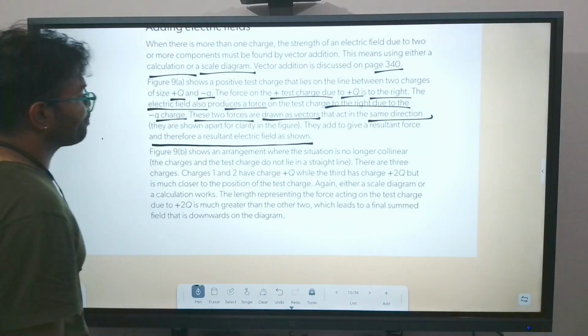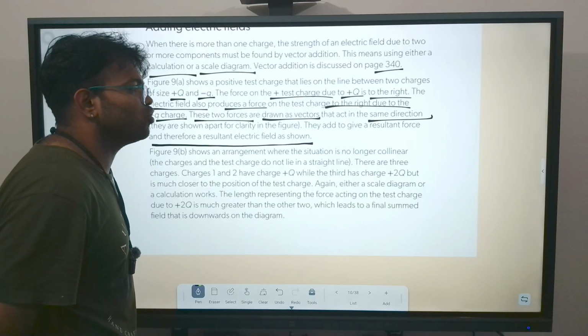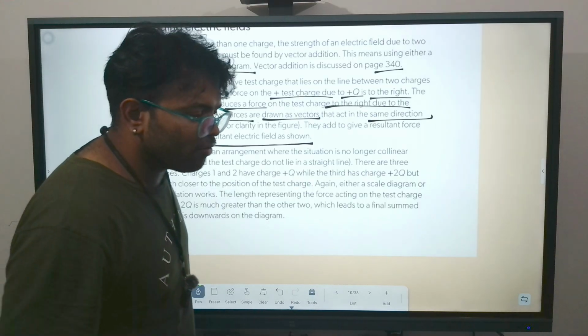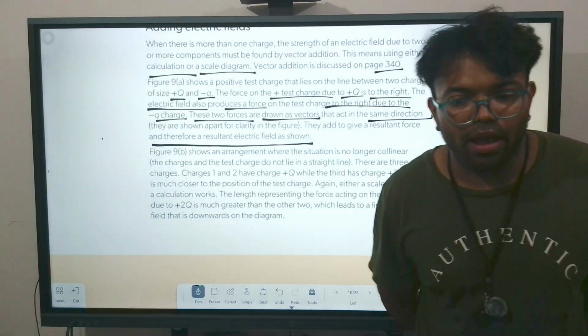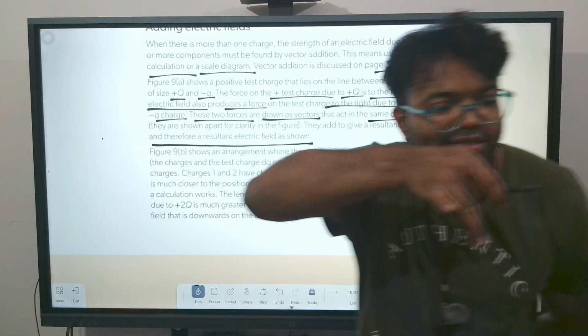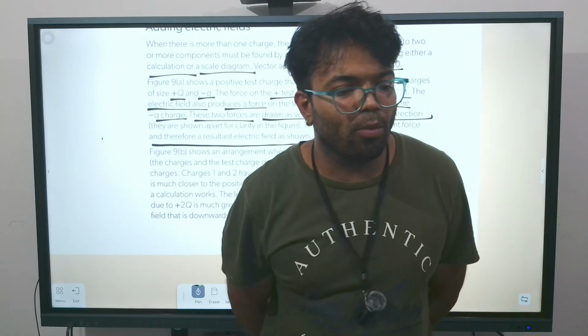Next, figure 9b shows an arrangement where the situation is no longer collinear. What is the meaning of collinear? When all the points are lying on the same line. What is coplanar?